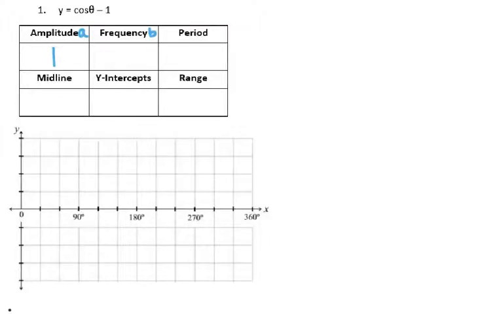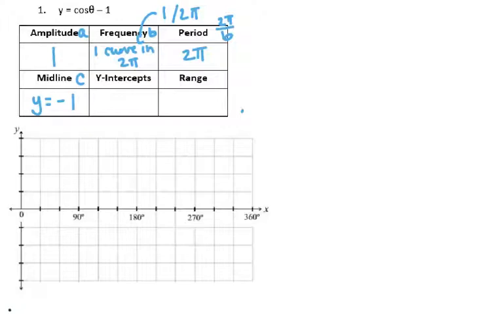Now, when I write my frequency, I can say that there will be one curve in 2 pi. Another way to write this would be one curve every 2 pi. The period, remember, is going to be 2 pi divided by our b value. So our period in this case is just going to be 2 pi, which means that's how long it's going to take to complete one of those curves. And our midline is going to be our c value. So in this problem, our c value is going to be different from our parent function, and it's going to be y is equal to negative 1.